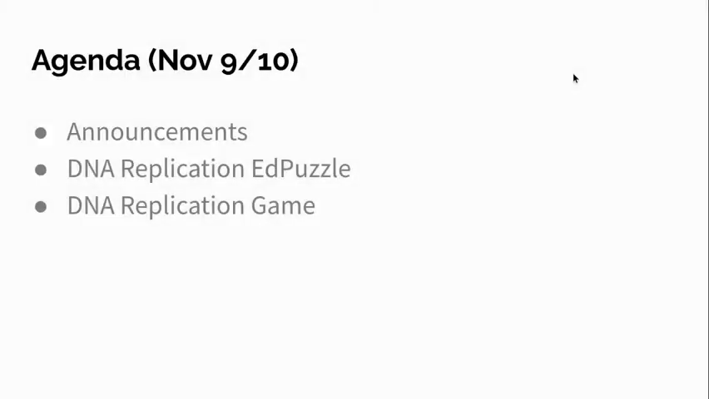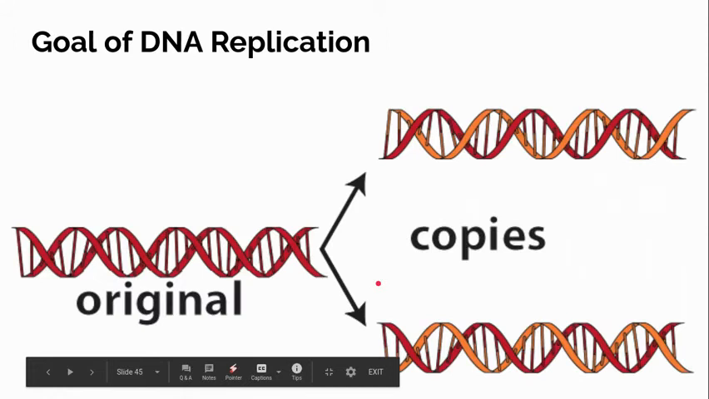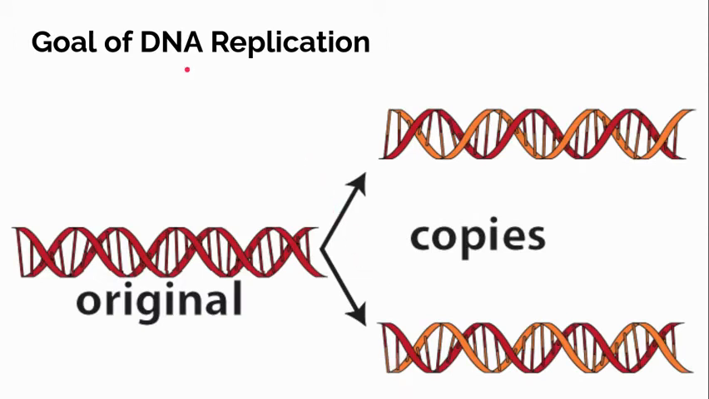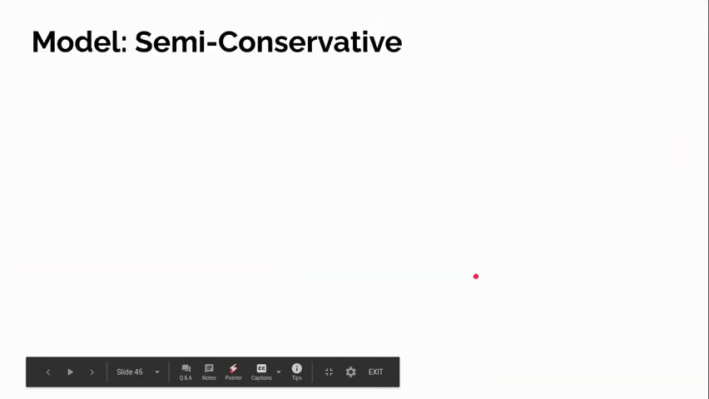Before moving on to the DNA replication game, I just wanted to go over some important points to note from the ed puzzle. So we just came from protein synthesis, and as you remember, the whole goal of that process is to make proteins. The whole goal of DNA replication is to go from one DNA strand to multiple, to make exact copies of this DNA strand.